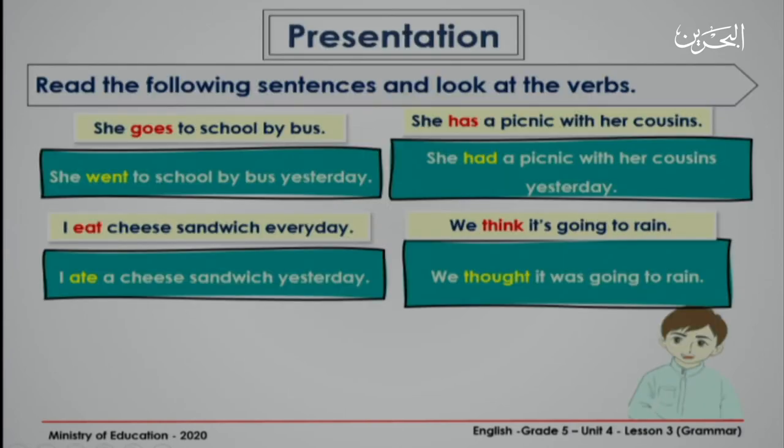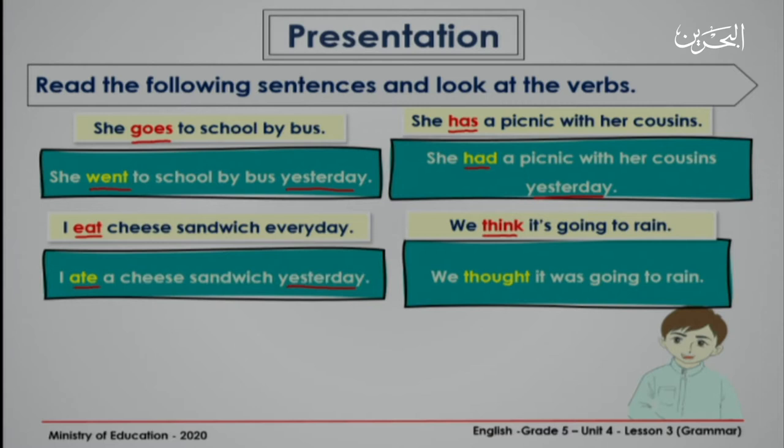Now, I want you to read the following sentences with me and look at the verbs. She goes to school by bus. She went to school by bus yesterday. I eat cheese sandwich every day. I ate a cheese sandwich yesterday. She has a picnic with her cousins. She had a picnic with her cousins yesterday.